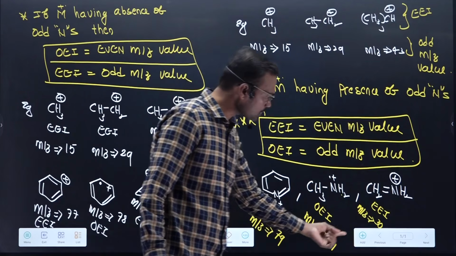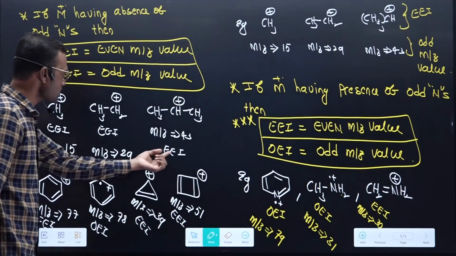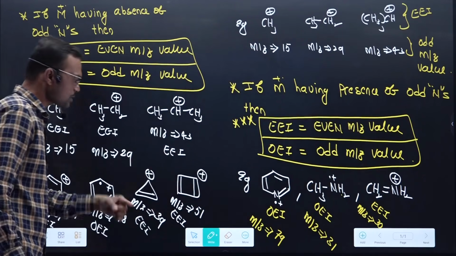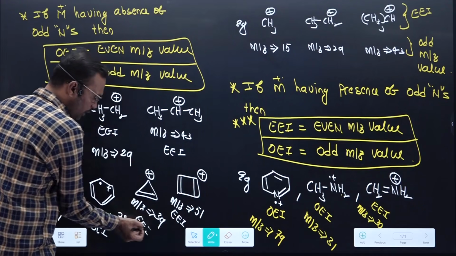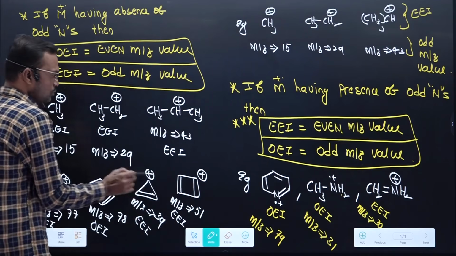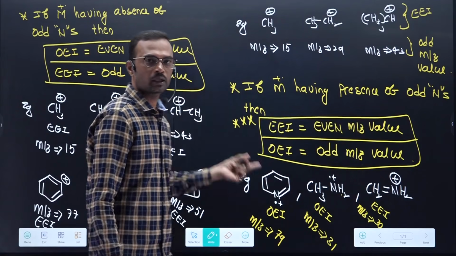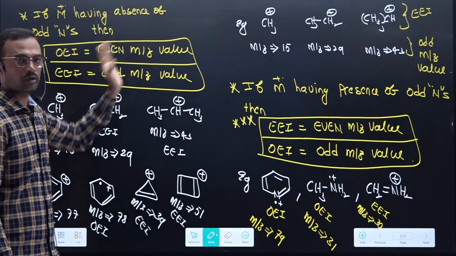Odd mass, even mass. This is odd mass, odd mass, odd mass, even mass, odd mass, like that. So this mass is different, here the type of ion is different. So remember 2 points: when an odd number of nitrogens are there, even goes to even, odd to odd. When an even number of nitrogens or no nitrogens are present, even goes to odd, odd to even. That's it.